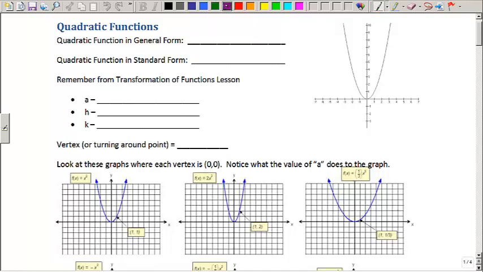Our quadratic function in general form can be written f of x is equal to ax squared plus bx plus c. The quadratic function in standard form is written f of x is equal to a times x minus h quantity squared plus k. We graphed when we were transforming functions from standard form, f of x equals a times x minus h quantity squared plus k, where the a was the compress or stretch.